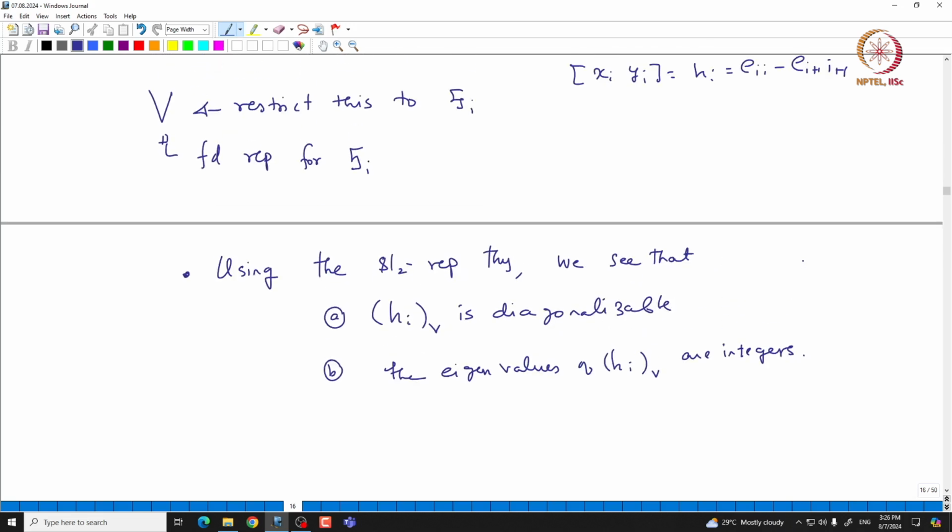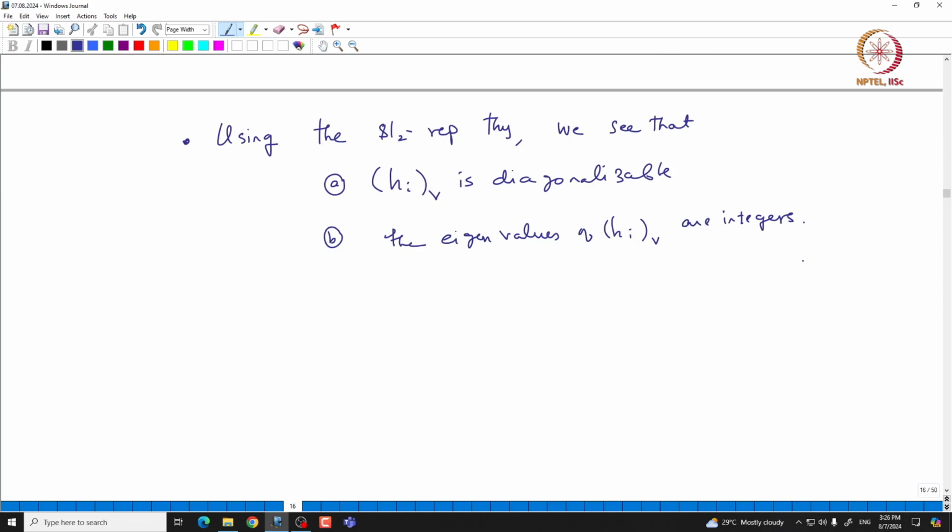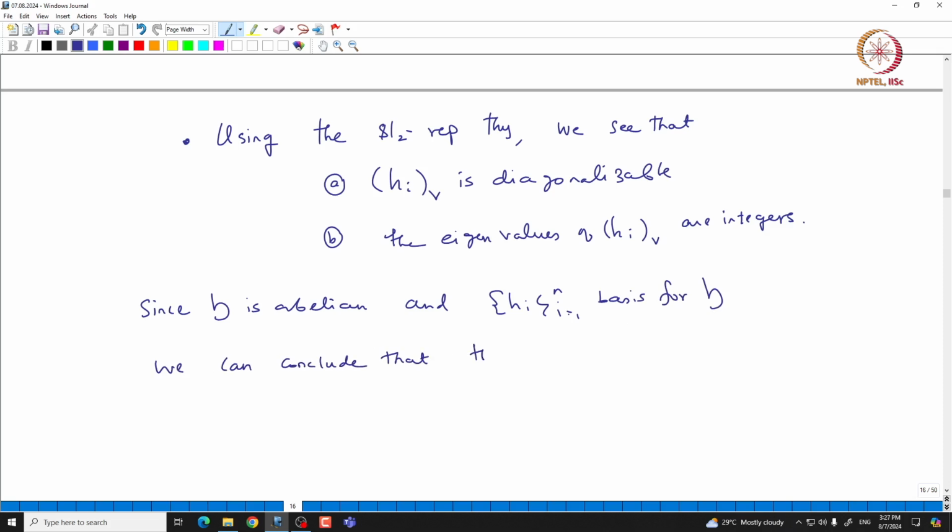Okay. So, now since Hi acts diagonalizably for each i and H being abelian, you can easily conclude that the action of H on V is diagonalizable. Since H is abelian and the Hi form a basis for H, we can conclude that the action of H on V is semi-simple. That means it is simultaneously diagonalizable.